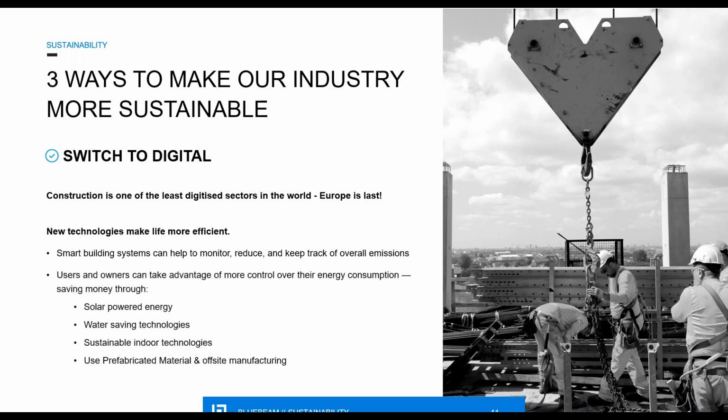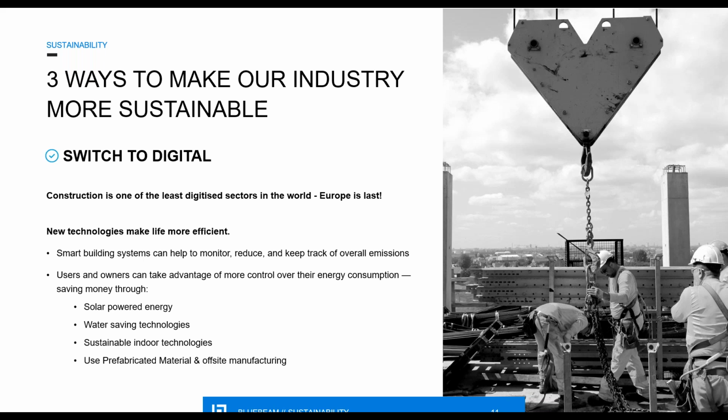Again, we're seeing things like overall consumption. We're seeing huge investments over the last half a decade into solar powered energy, water capture and reuse systems, permeable technologies, and sustainable indoor technologies.